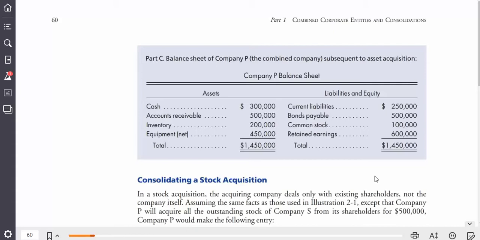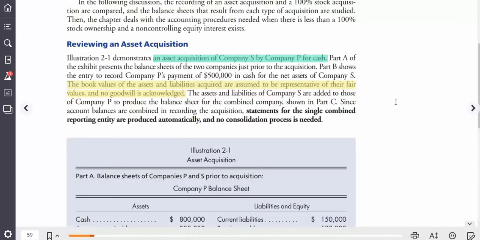So chapter 2 is about consolidations and combinations, and chapter 3 is about subsequent years. So what about after year 1? How would you do a consolidation after the first year? In chapter 2 we're focused on the first year. The first thing they talk about in the chapter is the easiest, or least complex, is probably a better way of saying it, consolidation.